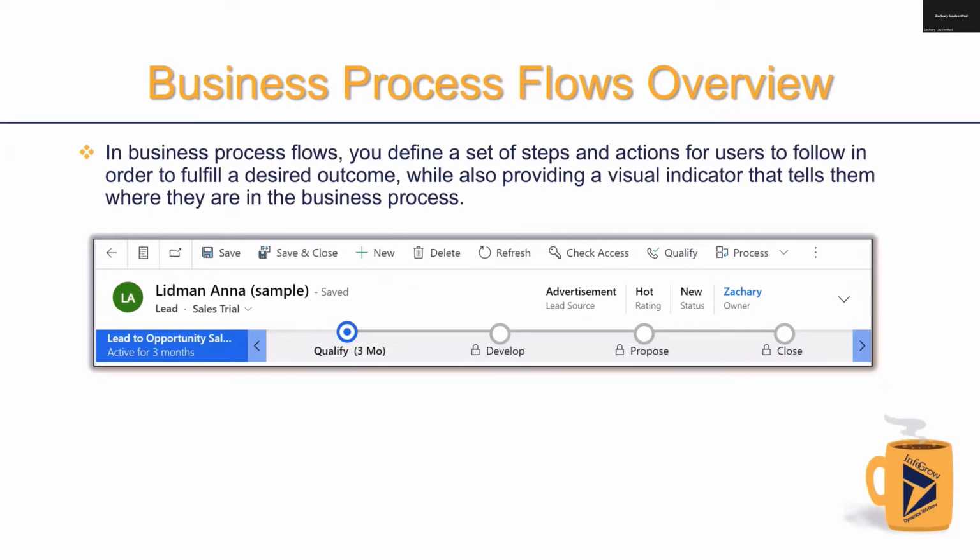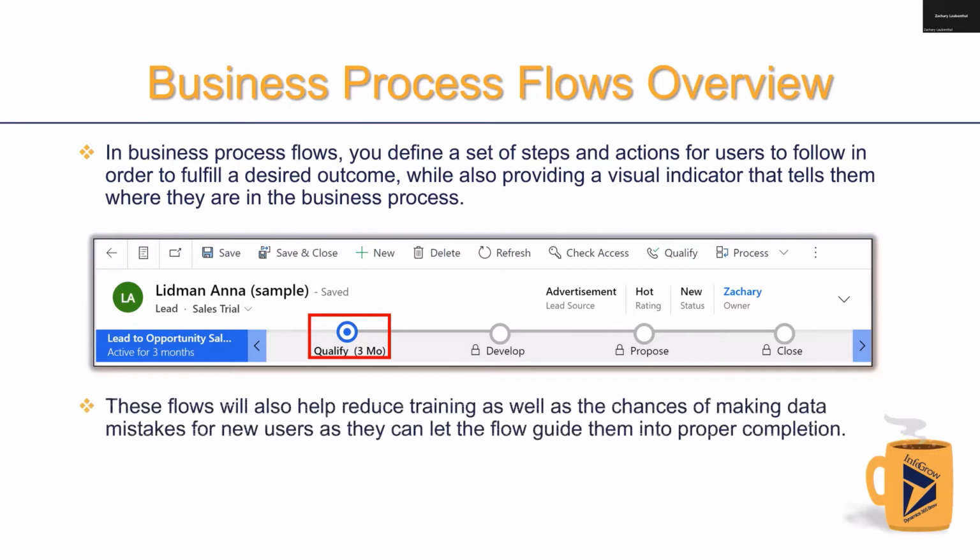You define a set of steps and actions for users to follow in order to fulfill a desired outcome while providing a visual indicator telling them where they are in the business process. Now, what does that mean? In this case, we have up here a lead. What's the first thing you do with a lead? You want to either qualify or disqualify them. So in this case, you're on that little step right there that says qualify. And there are steps inside of that particular bullet point of things that you need to do before you can move on to the next piece of the process.